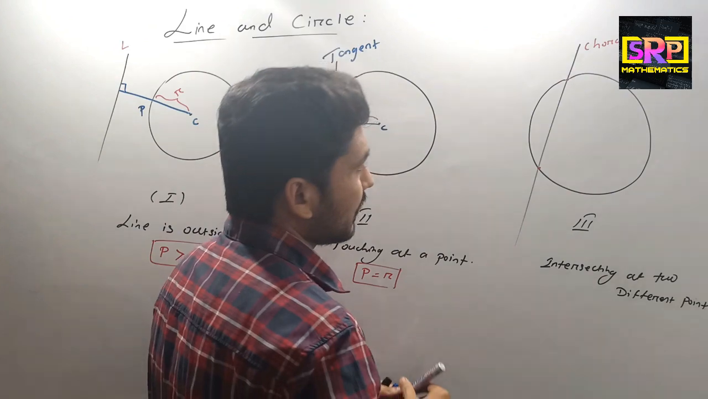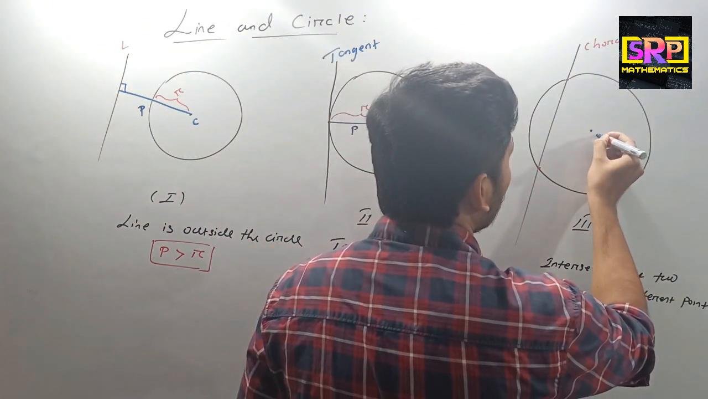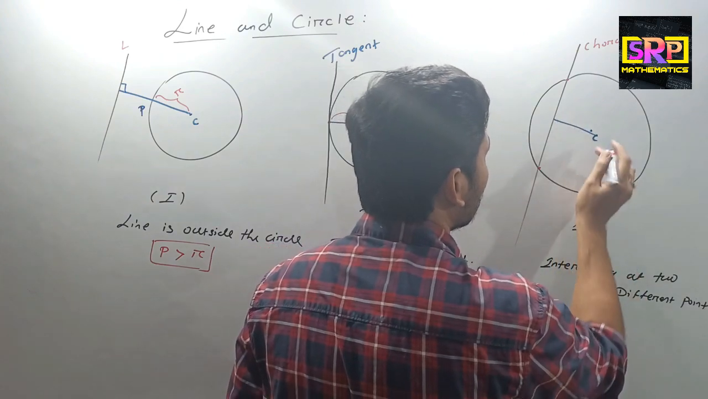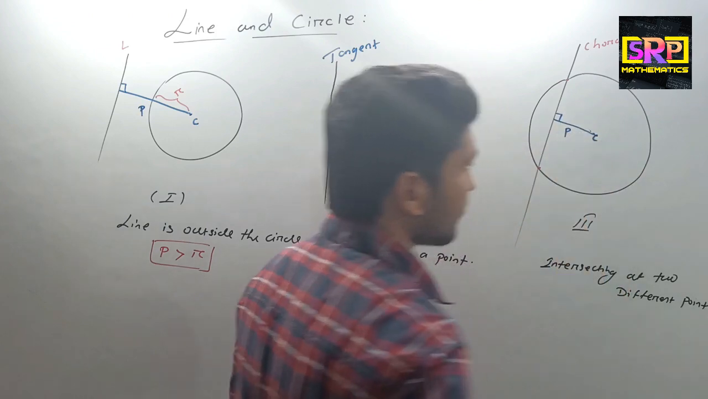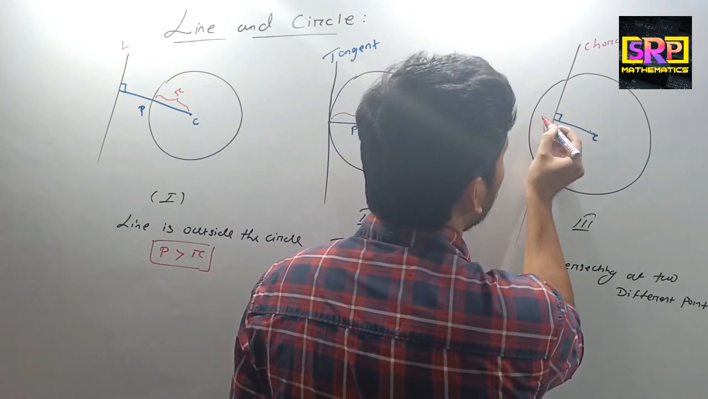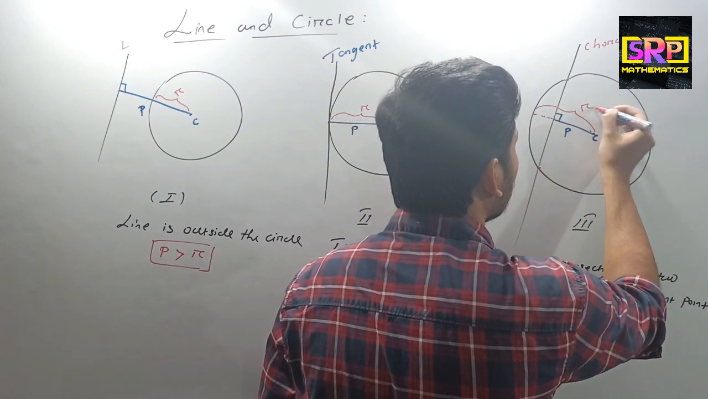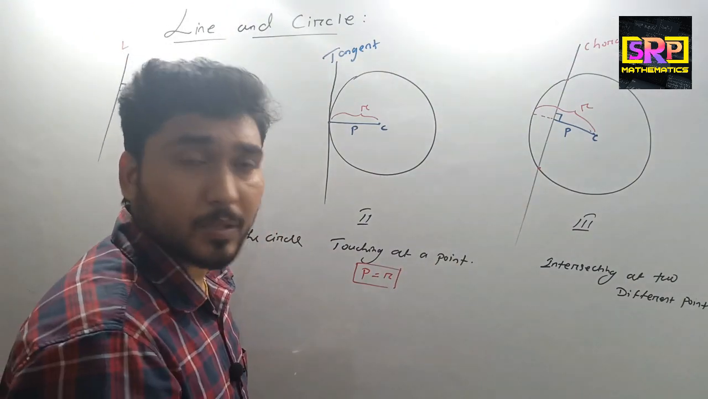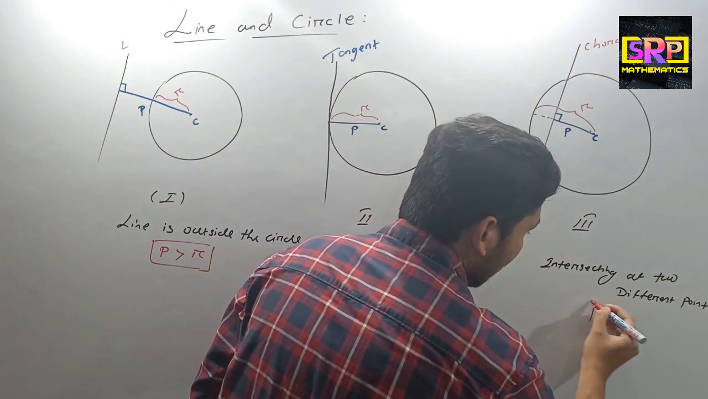Okay, fine. Now let's move to the third case. Now what is happening here? So in the third case, this is my center, and from the center I am drawing a perpendicular. So let this perpendicular distance be P, and if you see what is my radius, my radius will be something like this. Okay, this is my radius. What is happening here? The radius is more than the perpendicular distance, or we can say the perpendicular distance is less than the radius.